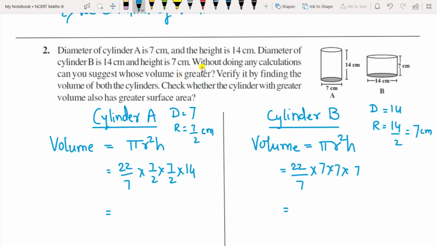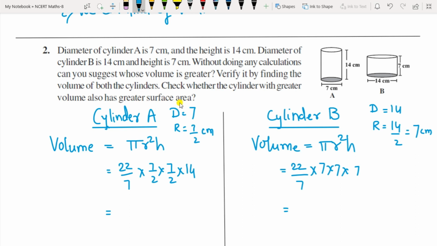Without doing any calculation, you can suggest whose volume is greater. Verify it by finding the volume of both the cylinders. Then check whether the cylinder with greater volume also has greater surface area. So here you have to find volume as well as the surface area.